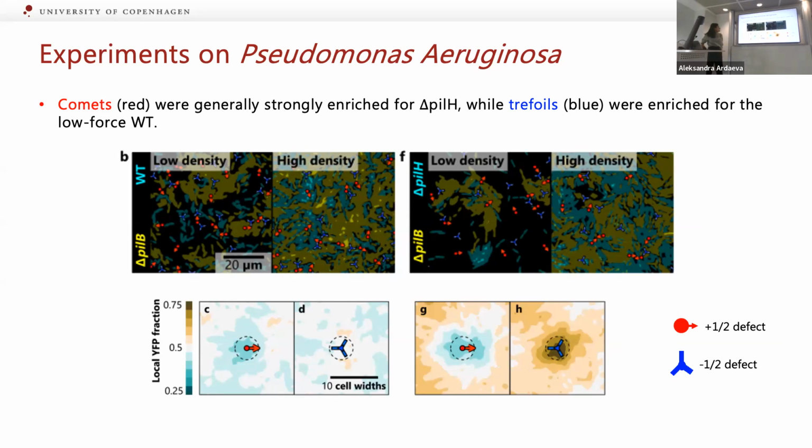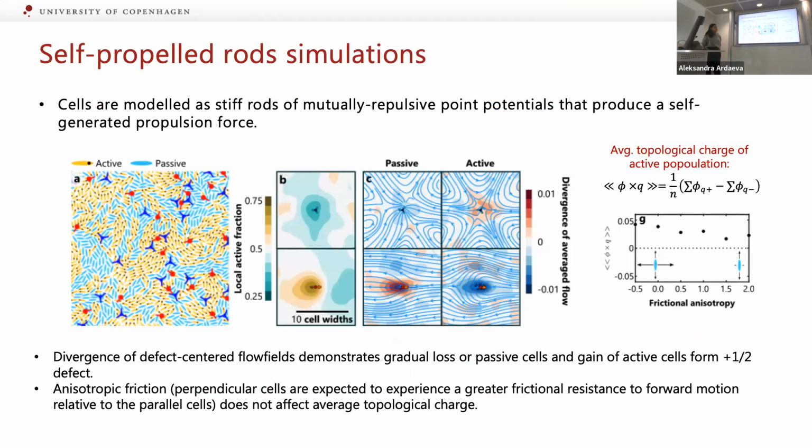And in order to try to understand why this happens, they did some simulation with the SPR models, the self-propelled rod simulations, where cells are modeled as stiff rods of mutually repulsive potentials, and these rods have self-propulsion force. This is an example of one simulation where you have yellow particles which are active and blue particles which are passive, so they simplify it to a passive-active system. And you see, again, defects, and a similar picture. Plus half defects are enriched with active particles, minus half enriched with passive particles.